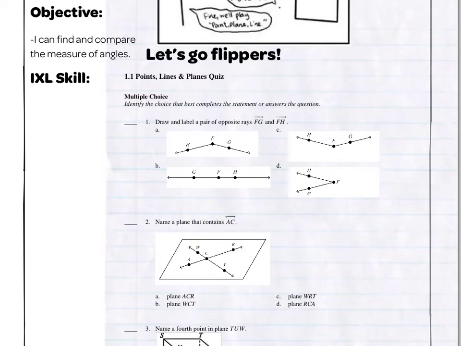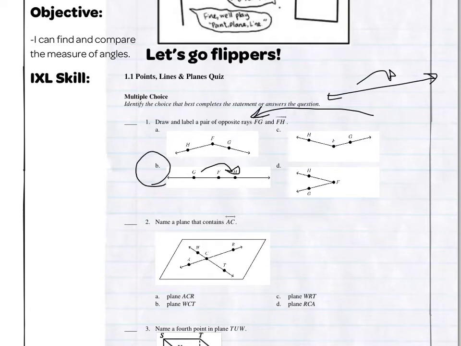Here's your quiz. Question number 1 said, draw and label a pair of opposite rays. Opposite rays, pretty simply, are rays that form a straight angle. So they form a 180-degree angle. That means we are looking at option B here, because they are directly across from each other and they form a 180-degree angle. So that answer is B.